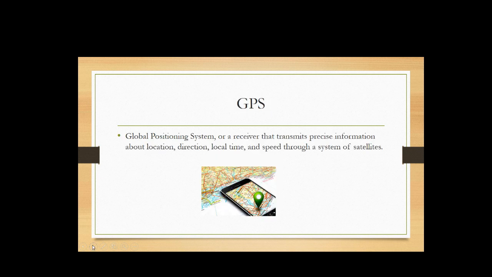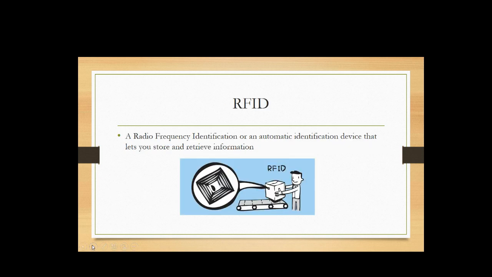GPS, Global Positioning System, is a receiver that transmits precise information about location, direction, local time, and speed through a system of satellites. If you're driving and you have an iPhone, you're using the maps function all the time. It's a form of GPS. Okay, what's RFID? It's radio frequency identification, an automatic identification device that lets you store and retrieve information. You'll see a lot of these on packages.